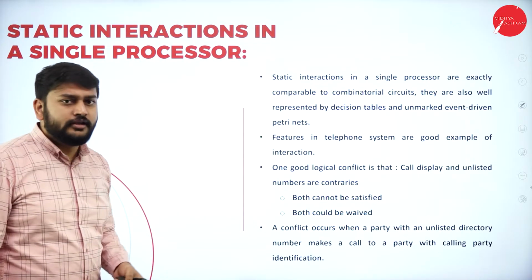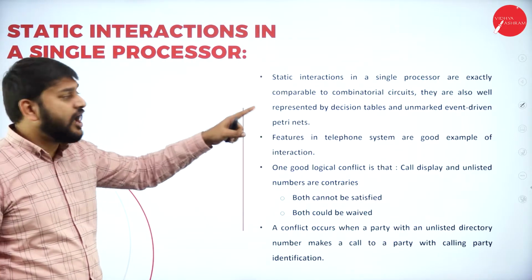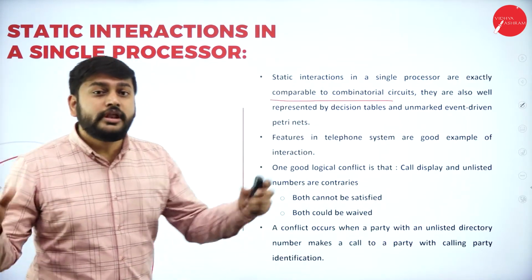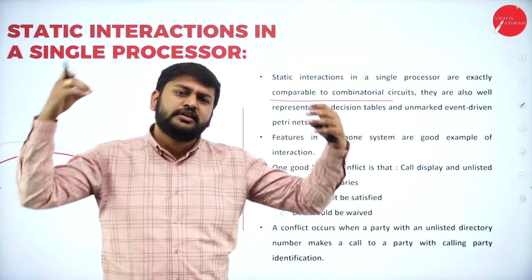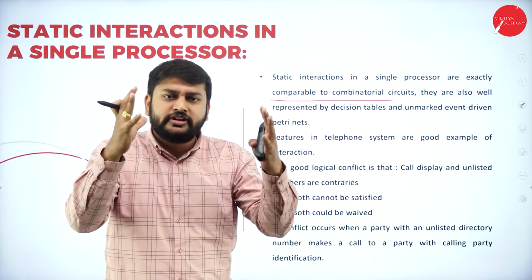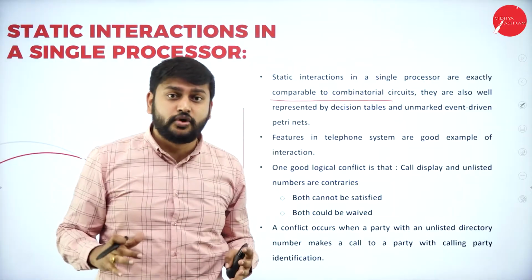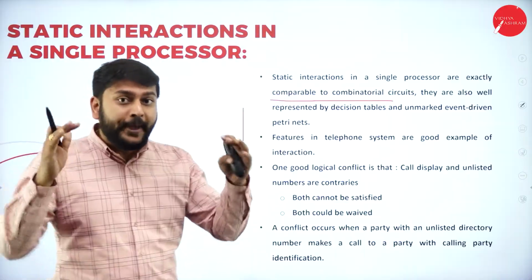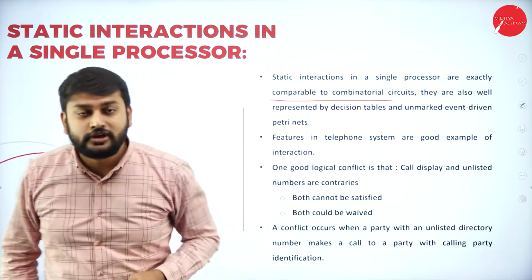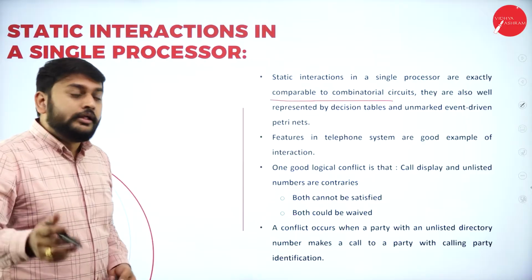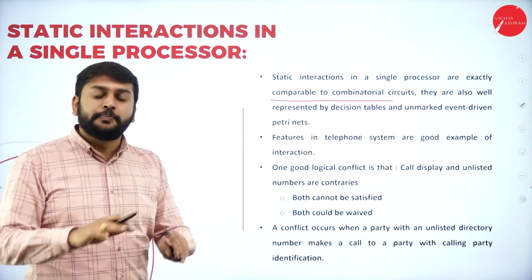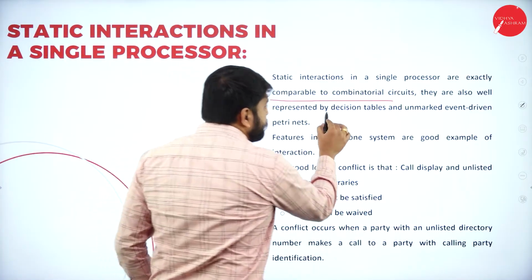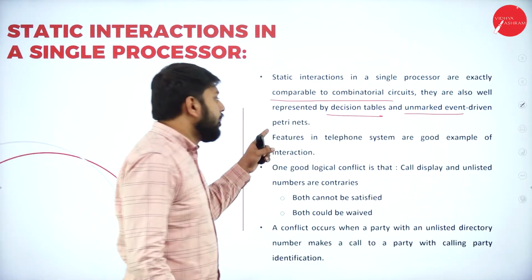So they say that static interaction in the single processor is exactly comparable to the combinational circuit. Combinational circuit in the sense I take the different units and I combine everything, so that I will call it a combinational circuit. So static interaction with a single processor is also compared to the combinational circuit, is what you need to remember. So fine. This can also be represented beautifully with the help of the things which we have already studied. What is that? Decision tables and unmarked event-driven Petri nets.